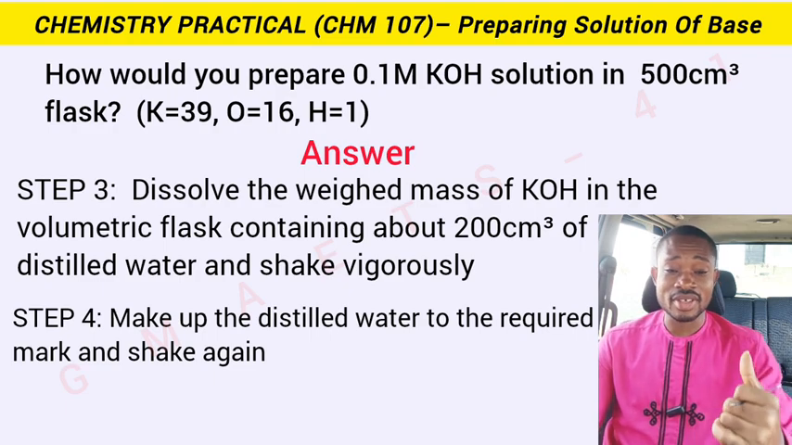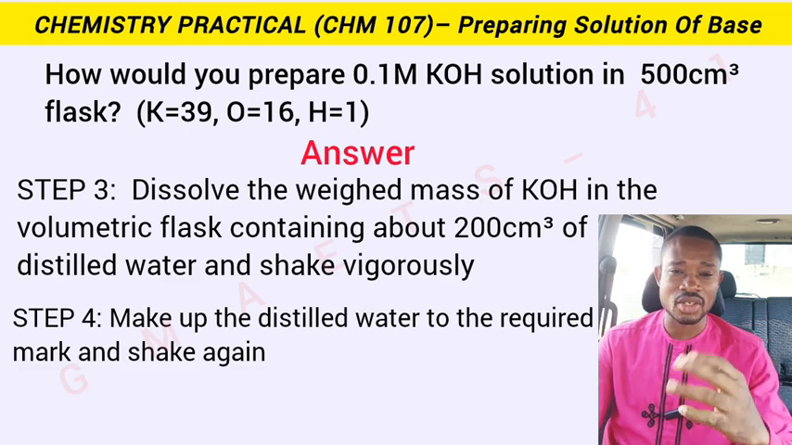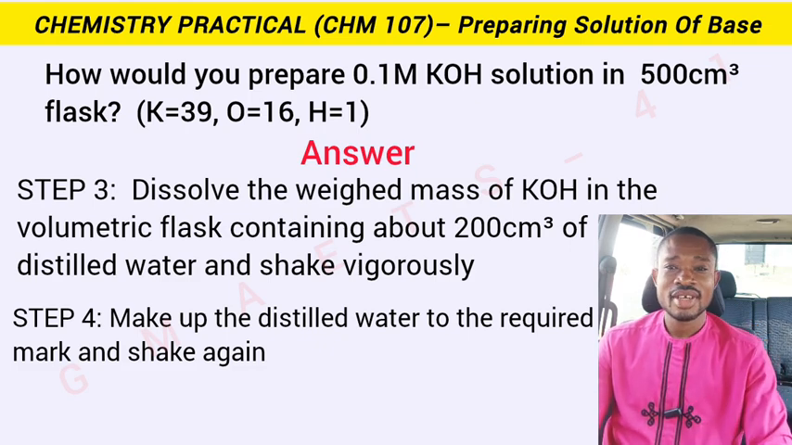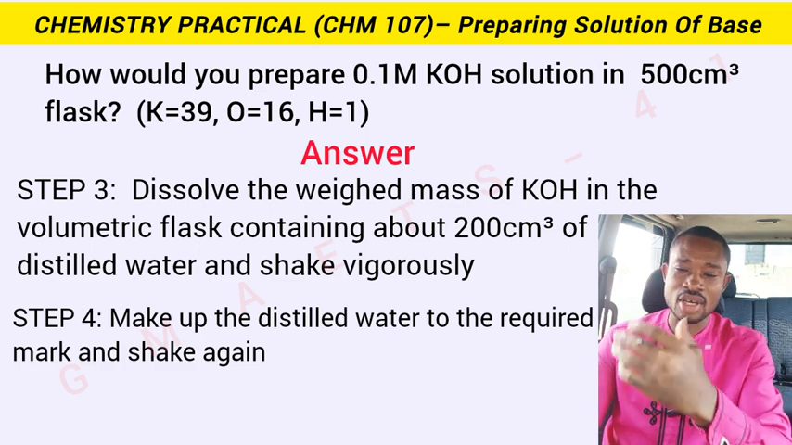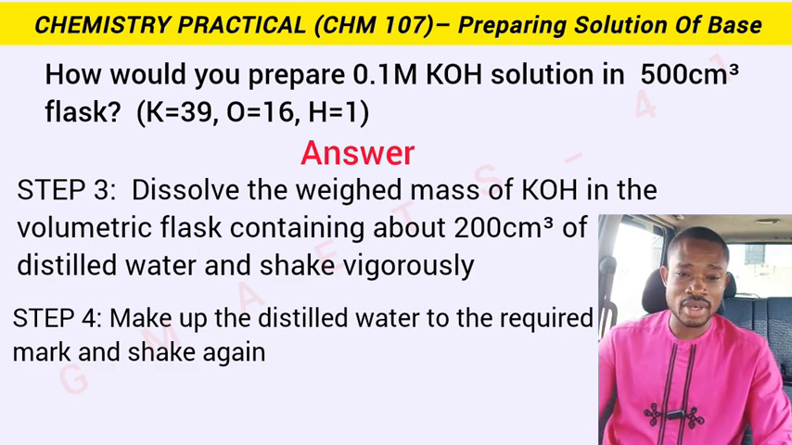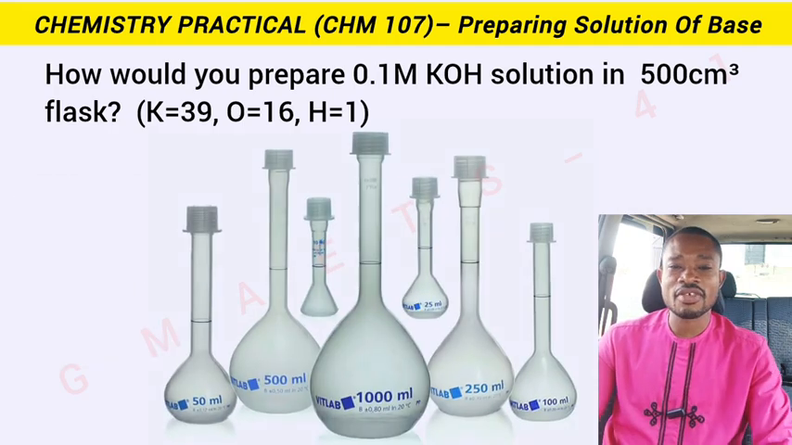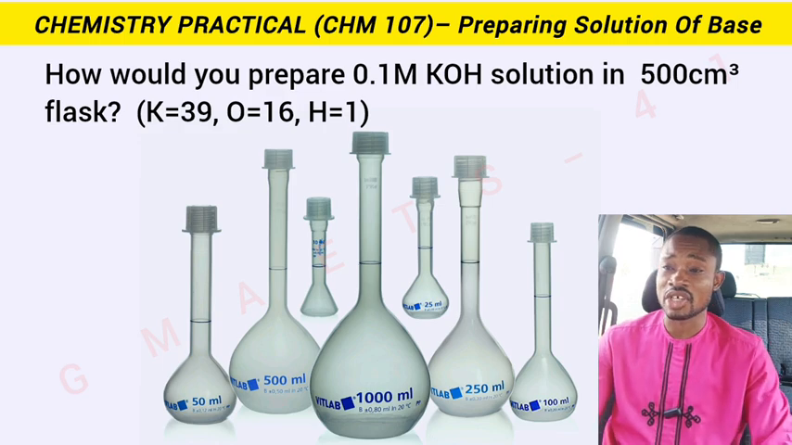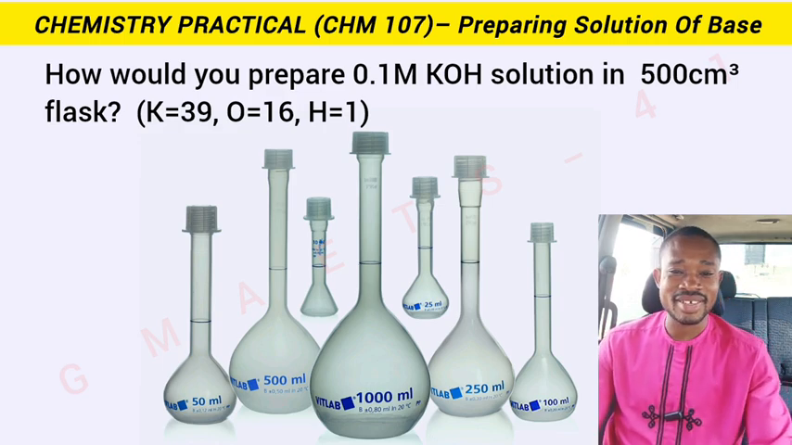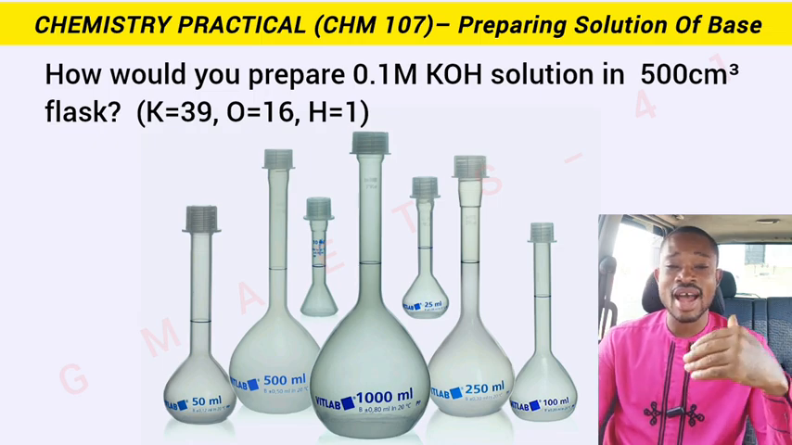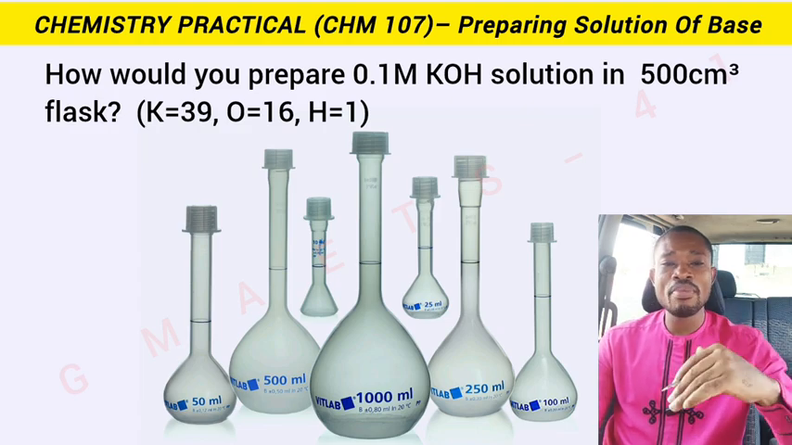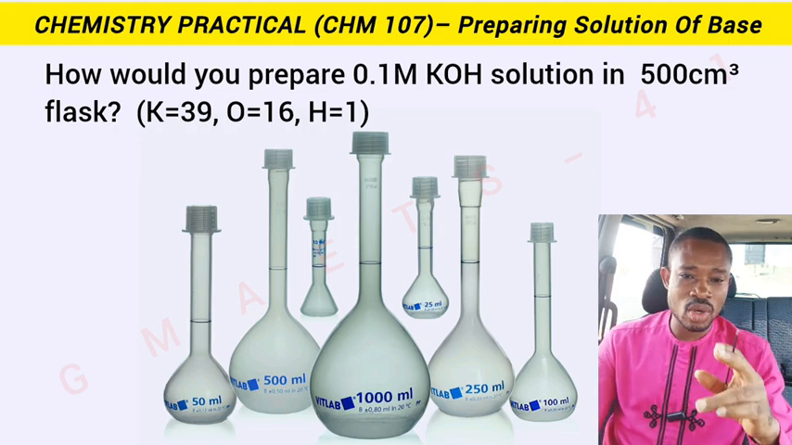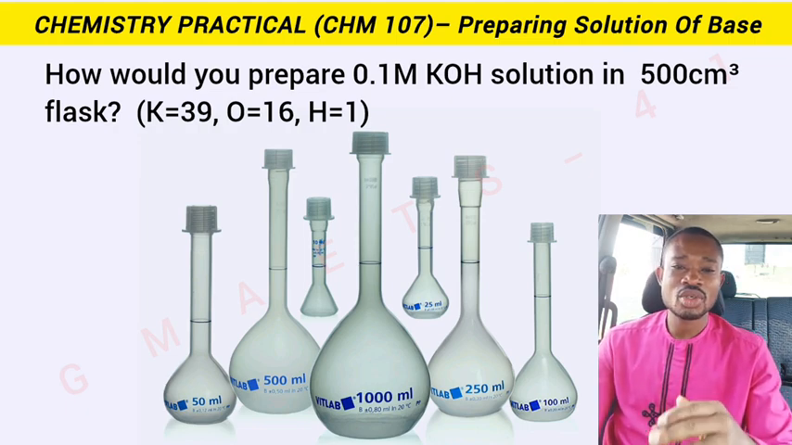Now, like I stated in our previous class, in the case of how to prepare a standard solution of an acid, every volumetric flask has a required mark. Please take a look at the volumetric flask showing on the screen. You have volumetric flasks of 500 cubic centimeter or 500 milliliter, and even 1000 milliliter. All these are available in standard laboratories for you to use. So you are required to make up the volume of distilled water in the volumetric flask to the required mark.